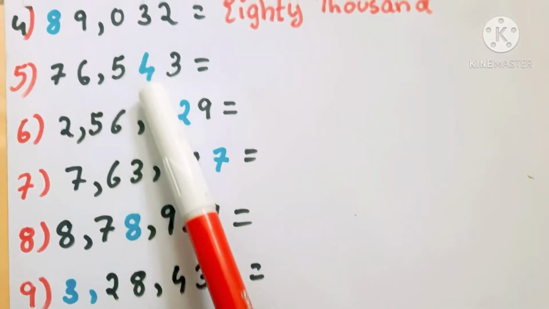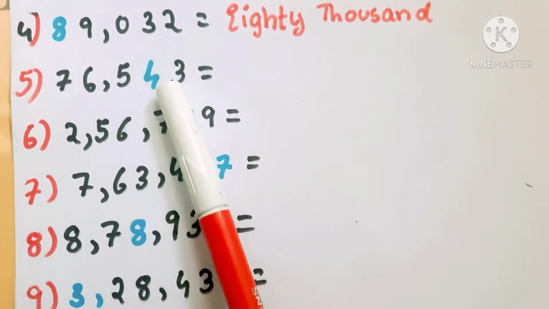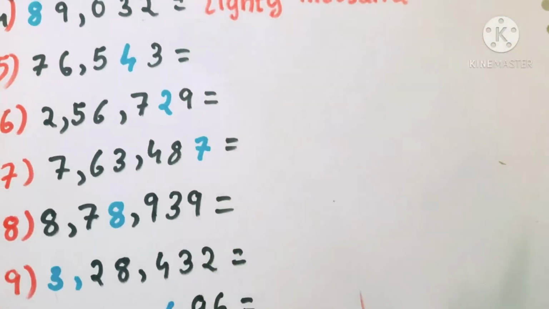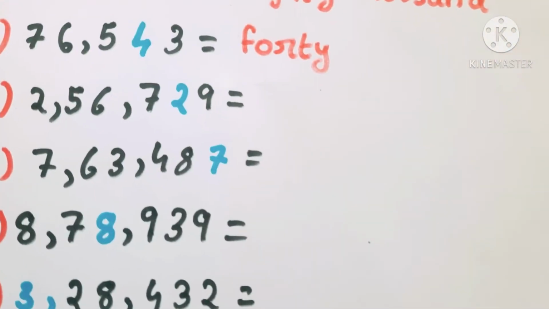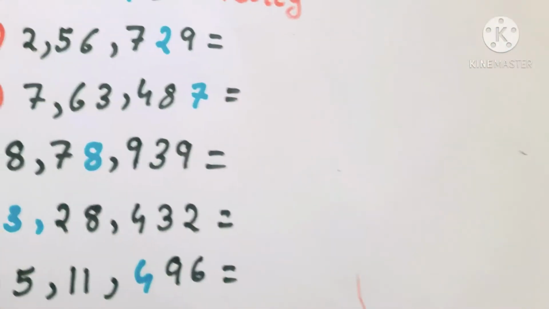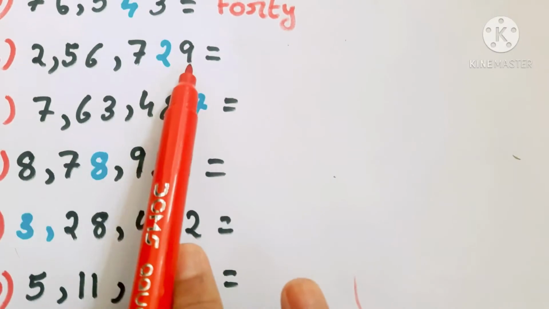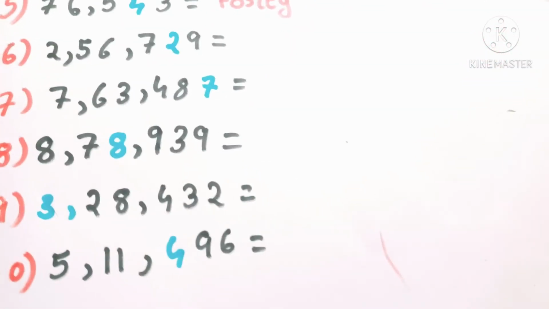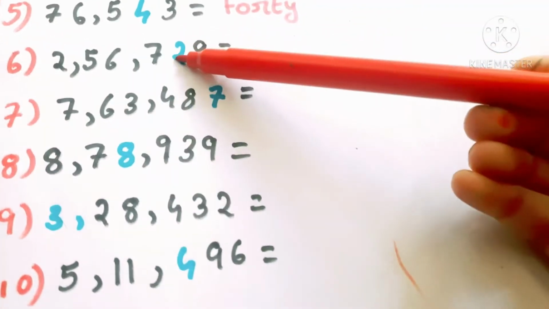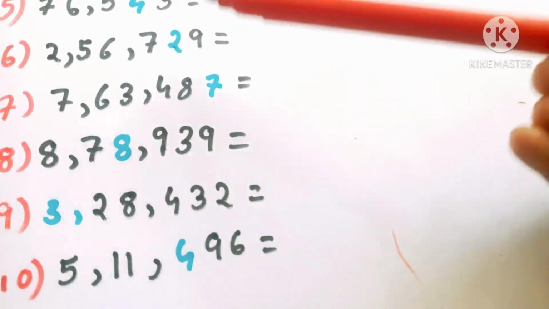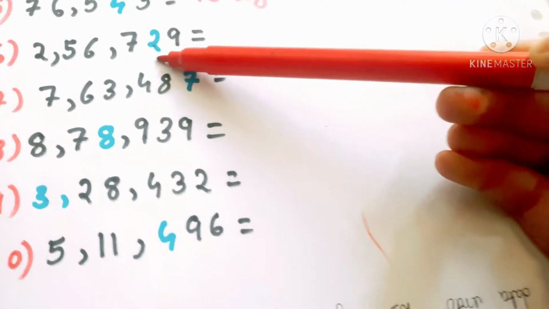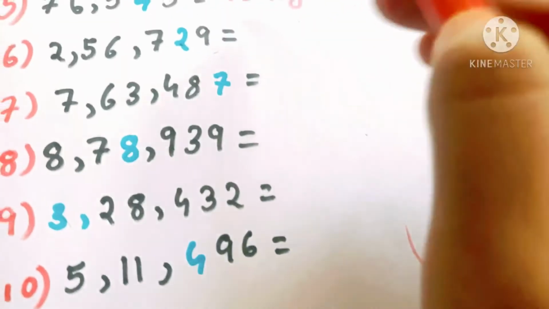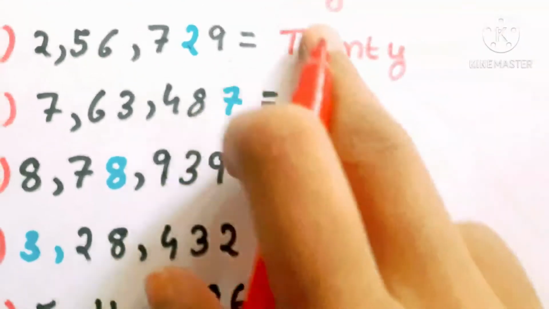76,543. So in this the blue color digit is 4, so you're gonna write it as 40. So the next one is 2,56,729. So in this the blue colored digit 2 is there in the tens place, right? So ones, tens, yes, tens place. So write 20 there. 20.